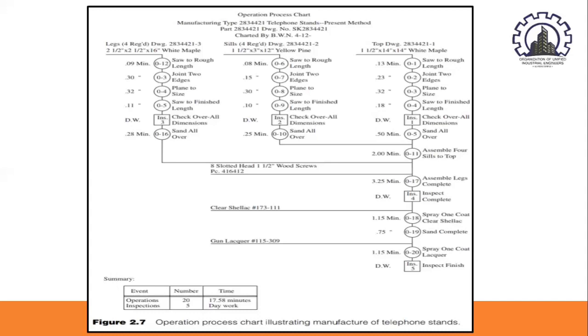And also, since each step is shown in its proper chronological sequence, the chart in itself is an ideal plant layout. Consequently, methods analysts find this tool extremely helpful in developing new layouts and improving existing ones. Now, aside from the operation process chart, we also have what we call the flow process chart.